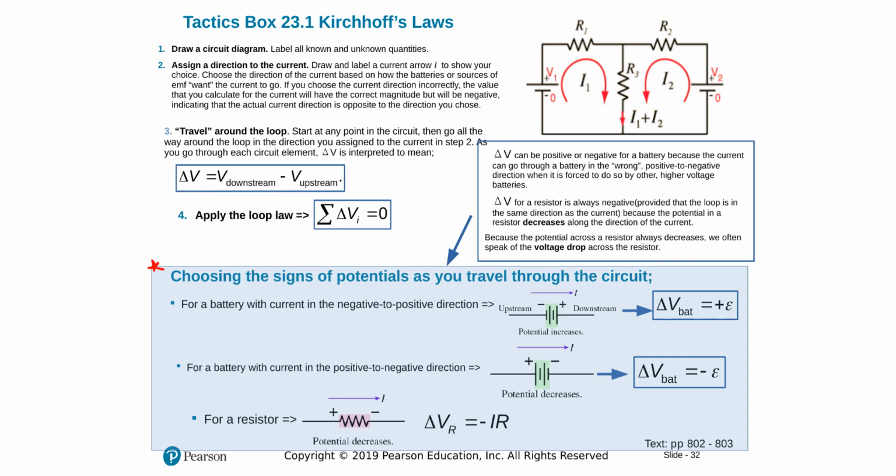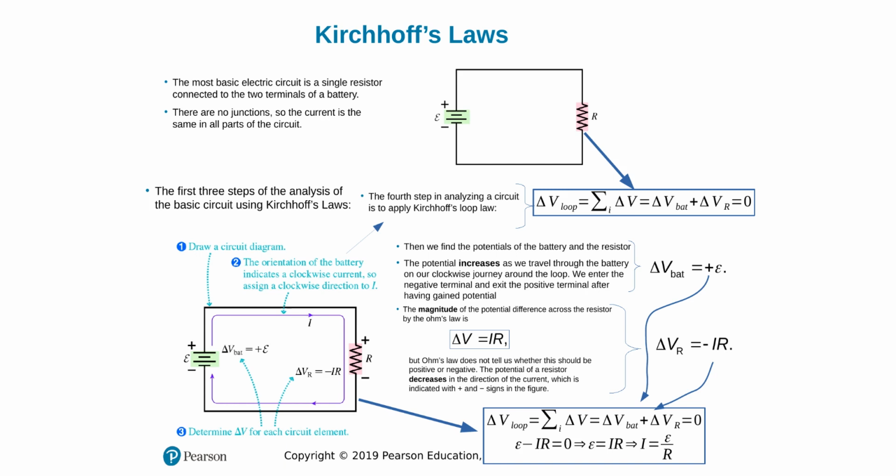Choosing the sign of potentials. You're walking towards positive. This guy is positive. You're walking here towards negative. This guy is negative. And for a resistor, I'm walking along the same direction as current. I'm walking towards the negative. Delta V of the resistor is negative. And from Ohm's law, we can write this as I times R. It's negative, so we put the negative sign there. That's overall what loop law is.